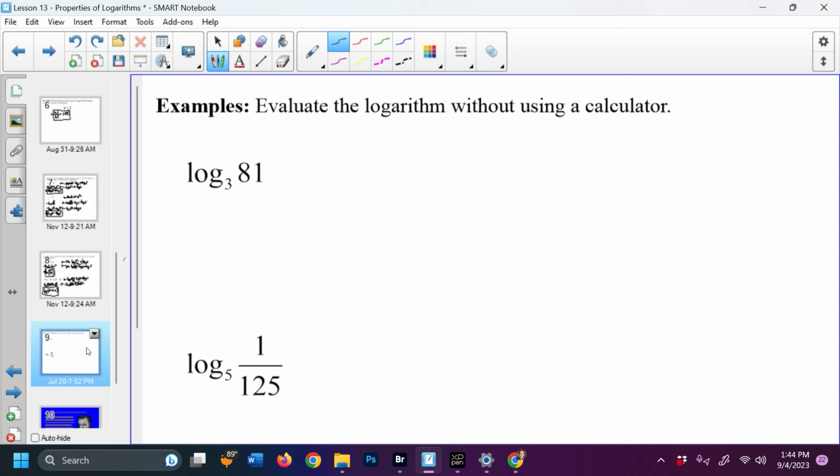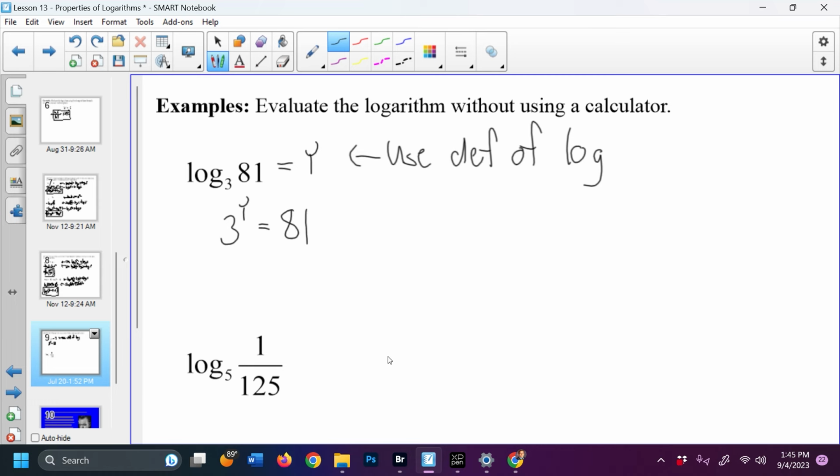Last set of examples, it says evaluate the logarithm without using a calculator. So the first thing we're going to do is we'll set this equal to y. We want to evaluate it without a calculator. And then we will use the definition to convert that to an exponential. So I'll have 3 to the y is equal to 81.